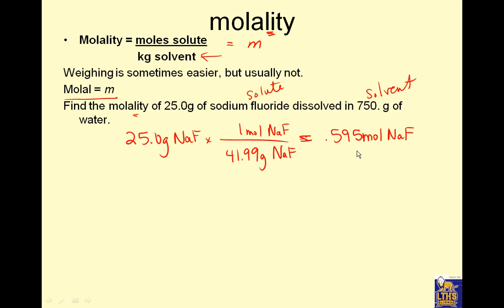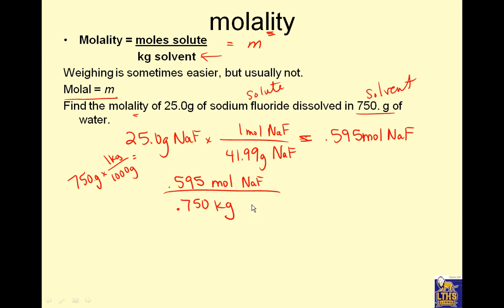But now to get molality, we need to divide it by kilograms of solvent. All right, so let's look up. So this is 750 grams. 750 grams of water times 1,000 grams per kilogram. Right, those conversions are going to be handy. So that's 0.750 kilograms of water. So we find out we have a 0.793 molal solution of NaF.